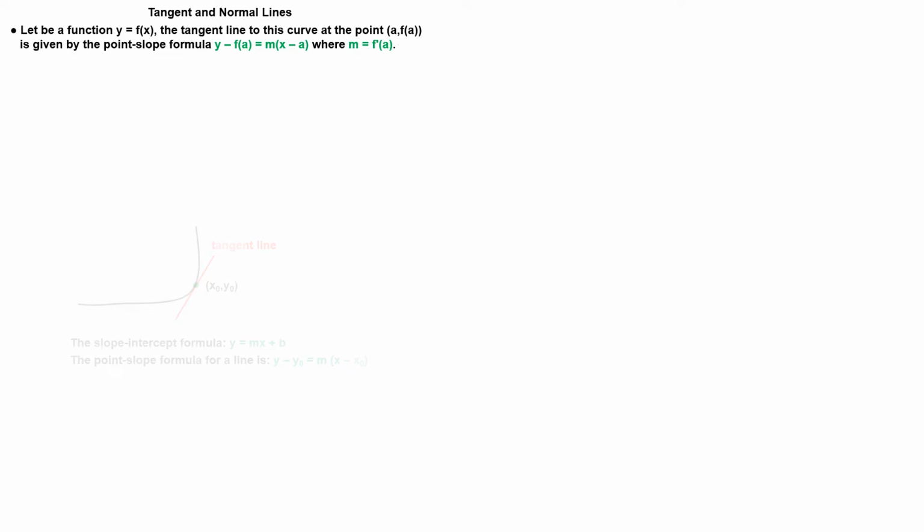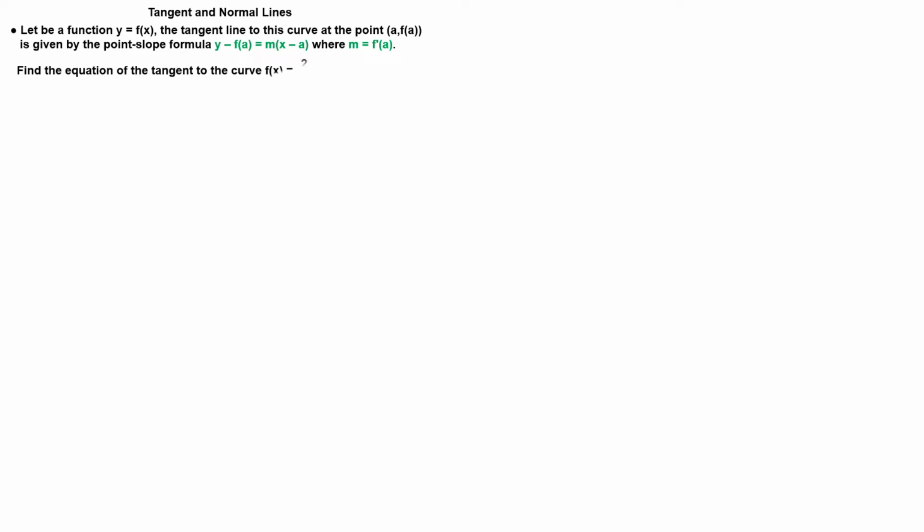Let's see how the equation of the tangent to a point on a curve can be found by differentiation. The slope of the tangent line is the derivative of f of x at x equals a. Let f be a function. The tangent line to this curve at the point is given by the point-slope formula, where m equals f prime of a. Let's see how it works.